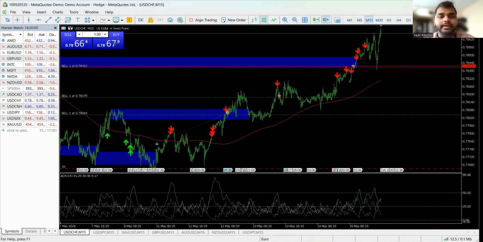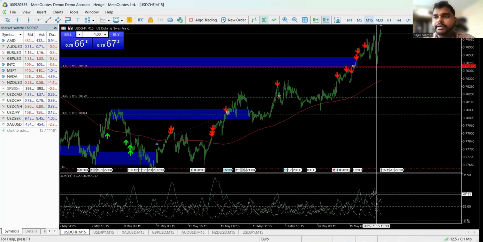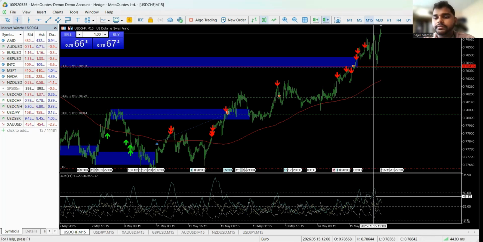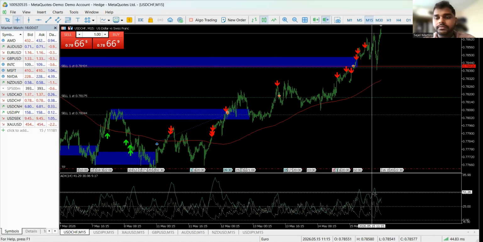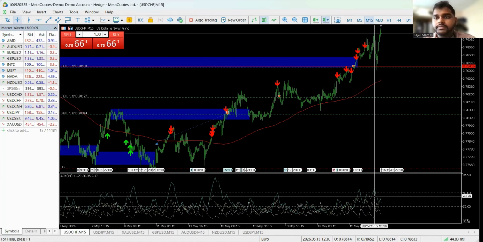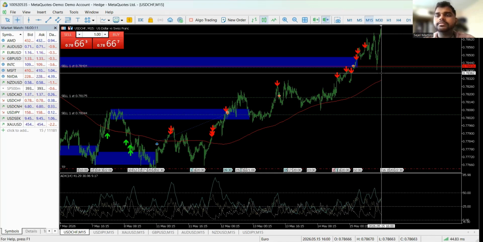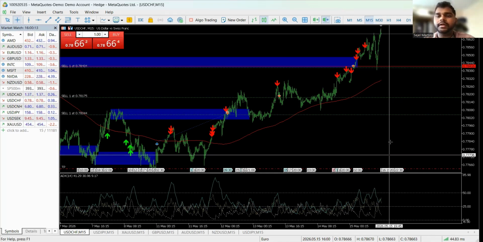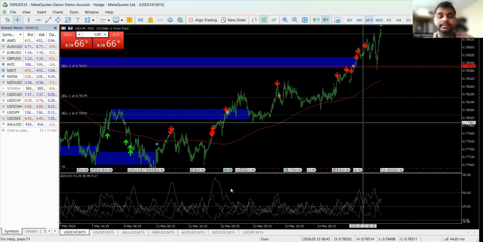So we are just basically waiting. As you can see, there is an ADX indicator over here, which is showing the volume. So right now there's a lot of volume in the market. Now it's coming down. So hopefully the market will come down and will close the trades.